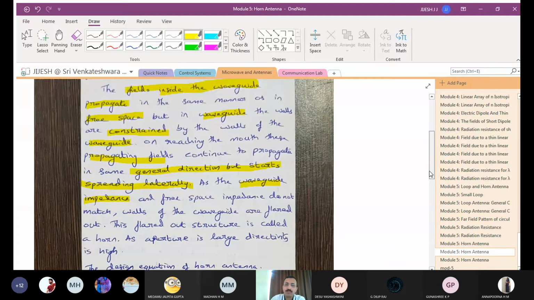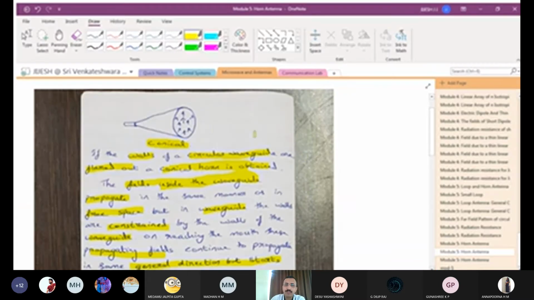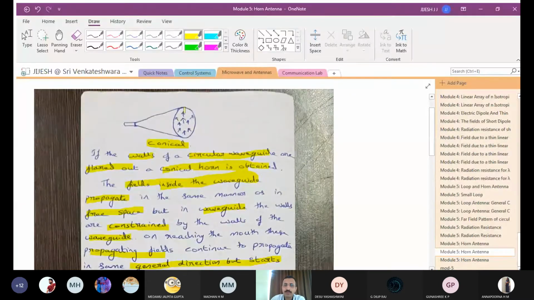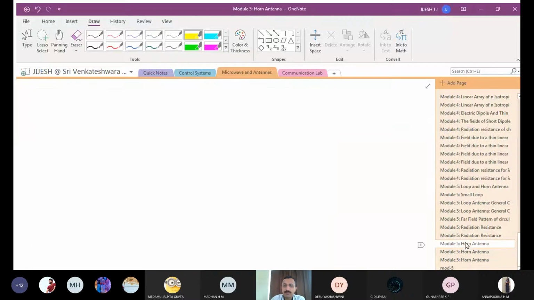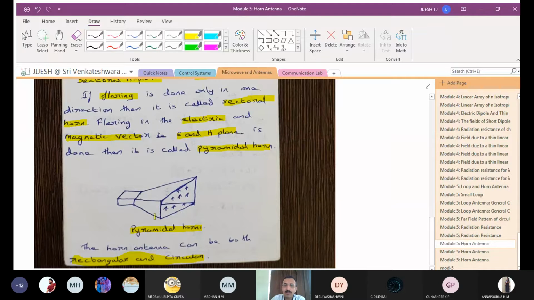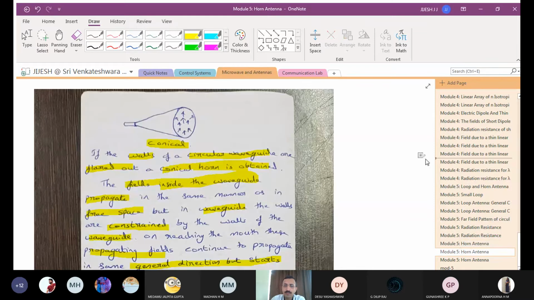So these are the walls of the waveguide. This is a conical shape. The walls of the waveguide means this section. If you take the rectangular section, this is a pyramidal horn, and you can also have circular as well as rectangular horns. All of these are horn antennas.